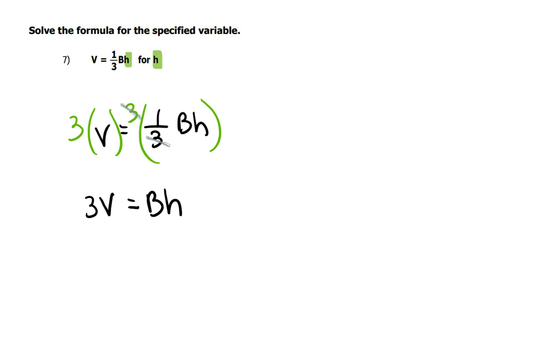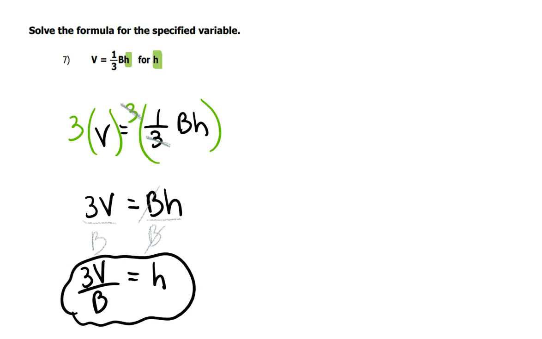And now, to get the h by itself, I have to divide off the capital B. And B over B is an invisible 1, h. And then on the left, I simply have to work on my copying skills. So h ends up equaling 3v over a capital B. Make sure the v and the B are capitalized and the h is lowercase. You've got to make sure that those remain the same format.